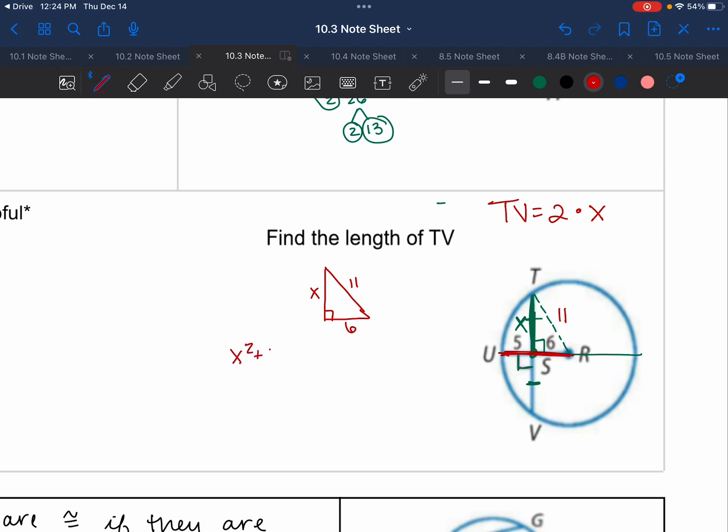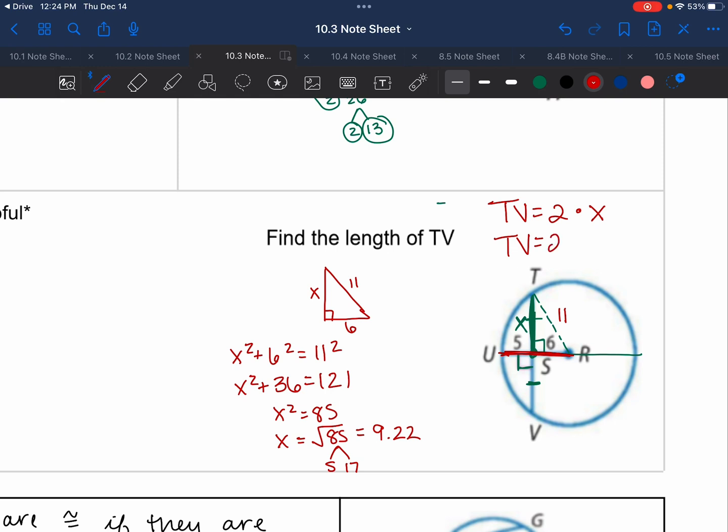So x squared plus 6 squared equals 11 squared, using the Pythagorean theorem here. So x squared equals 85. So x equals the square root of 85. 85 divided by 5 is 17. Can't reduce the radical. Let's write it to the nearest hundredth, so 9.22. So x is 9.22. So TV equals 2 times 9.22, which is 18.44. And there's our answer.